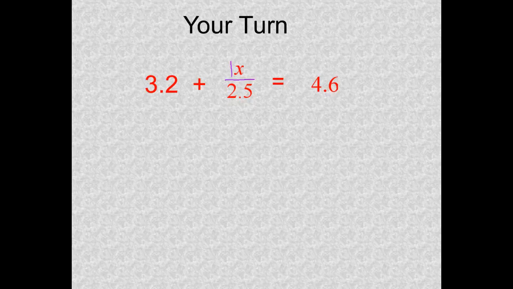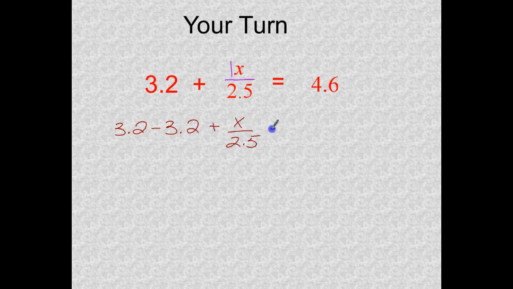All right, let's be rid of the 3 2/10 first, working our way towards this coefficient touching the x. So we have to look at the sign in front, and the sign in front is positive, so we undo that by subtracting. And we do that to both sides. 0. Left with our fraction.